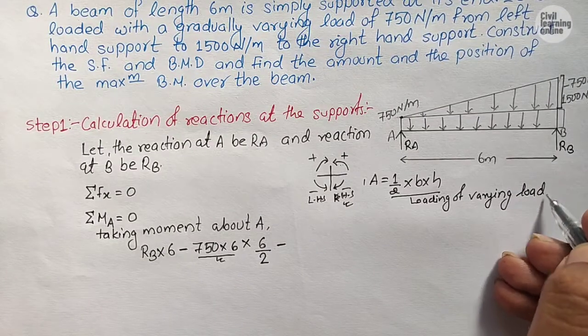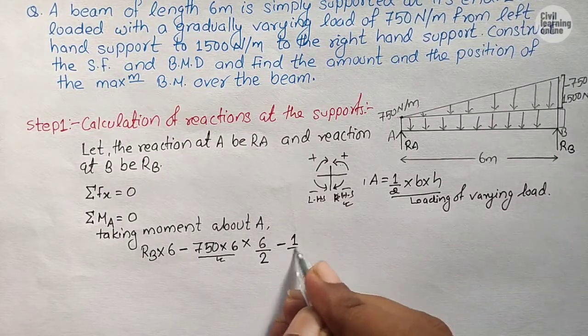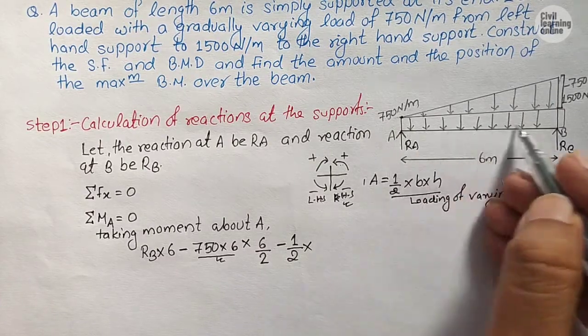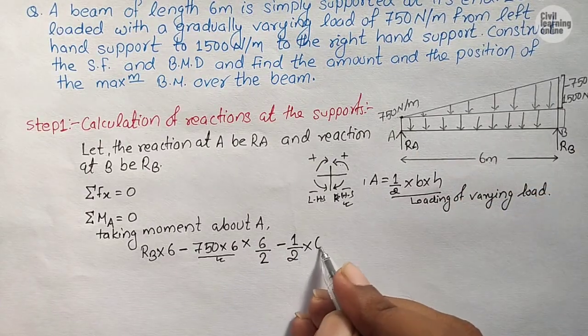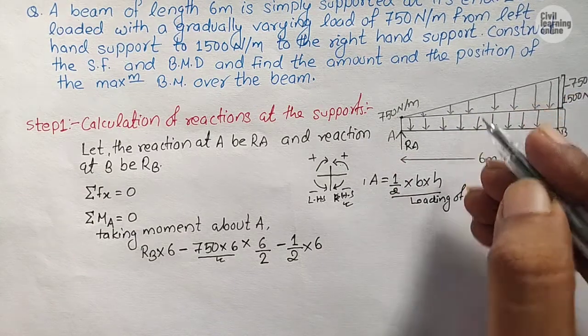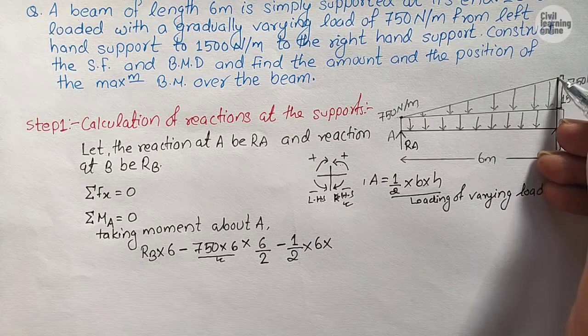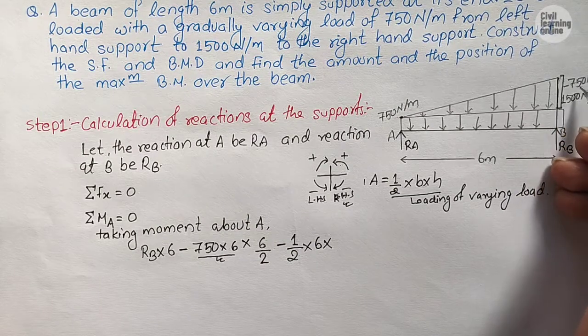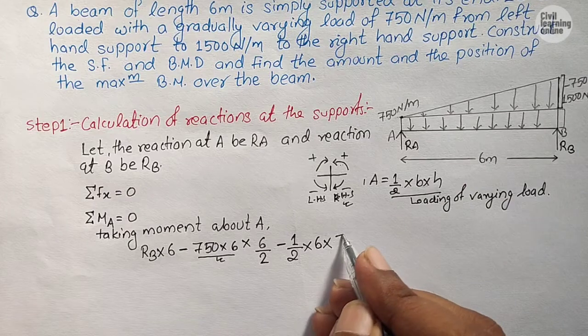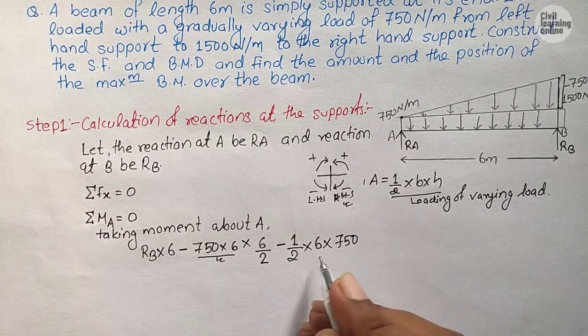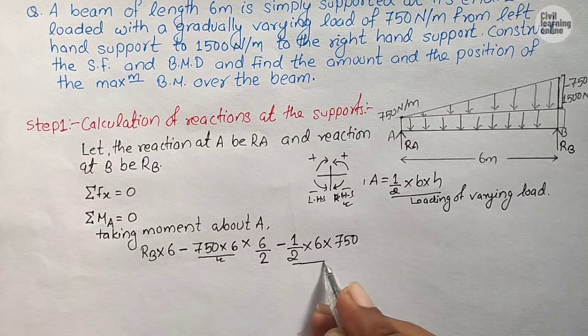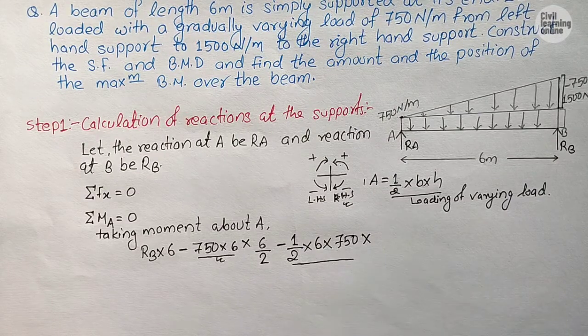So guys, now we will have half into base, means the 6 meter span of our triangle, 6 into height. Now guys, height means this portion, and we know the value of this portion is 750 Newton per meter. Now this is our loading, we need to multiply this by span. Now most of the students face confusion here, that what should be the span that we should take. So listen carefully.